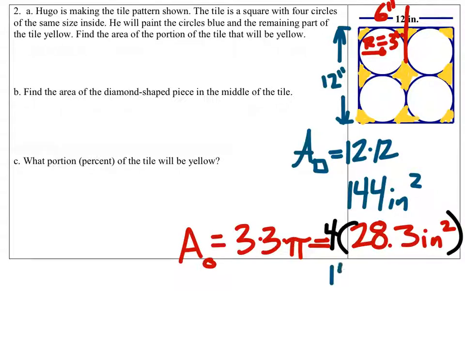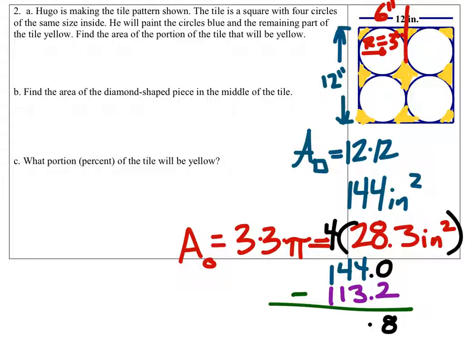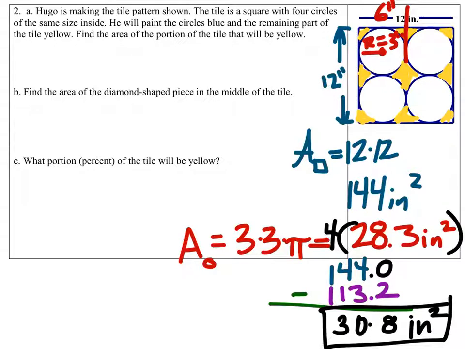So we have 144, and 28.3 times 4 is 113.2. Oh, I'm sorry, we're not adding these, we're subtracting them. We're subtracting the circles. And that will tell us how much is yellow. So that's 30.8 inches squared. That is how much would be painted yellow.